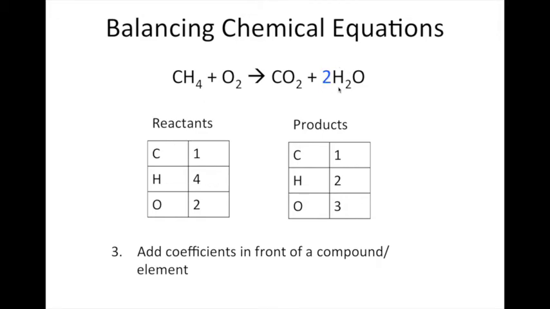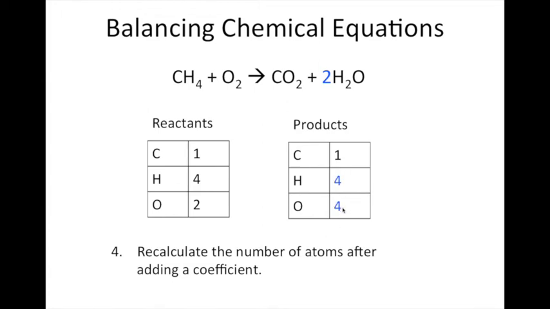Now that's going to change the number of hydrogen atoms to 4 and the number of oxygen atoms to 2 plus these two, a total of 4. So I have to recalculate the number of atoms after I add the coefficient, and that gives me 1 carbon, 4 hydrogens, and 4 oxygens. Now, my hydrogens and carbons are good, but my oxygens are not the same, so they're not balanced.